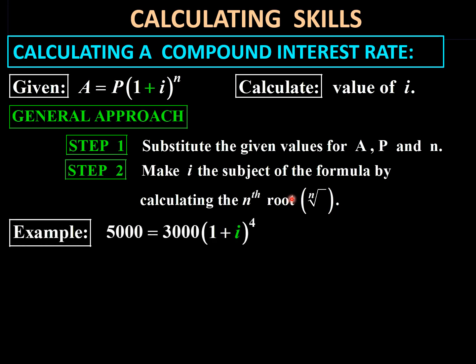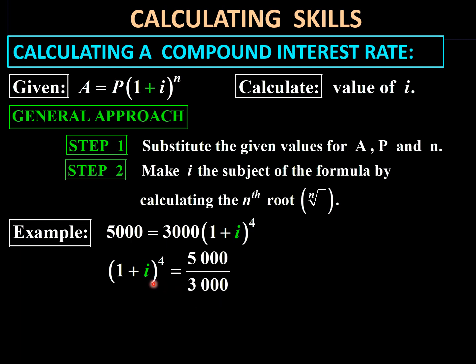Here, after doing the substitution, we have 3,000, and the growth was up to 5,000, and we want to determine the interest, the annual interest rate. So first of all, we have to get rid of that 3,000. So what do we do? We divide by 3,000. Instead of multiplying by 3,000, we divide by it, and please do not use your calculator at this stage. Just keep it as 5,000 over 3,000.